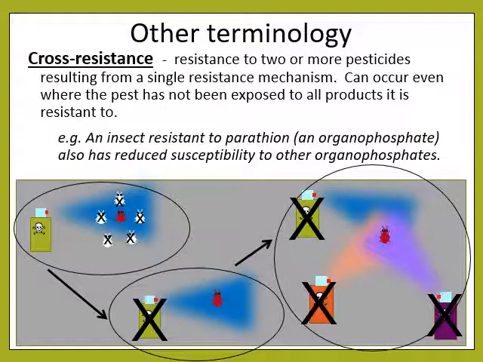There's some more important terminology for you to know. Cross-resistance is something you might hear a lot. This is when resistance to 2 or more pesticides results from a single resistance mechanism. And it's not necessary that the pest would have been exposed to all those products. This is why cross-resistance is really a problem. An insect maybe has been selected with parathion, which is an organophosphate. Then it would also be less susceptible to the other organophosphates within that same group. It's not always the case. Some resistance mechanisms might only give resistance to one specific pesticide molecule, but others could have this cross-resistance. It could also cause cross-resistance to a different mode of action group.